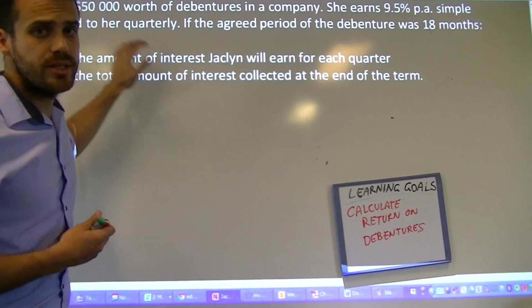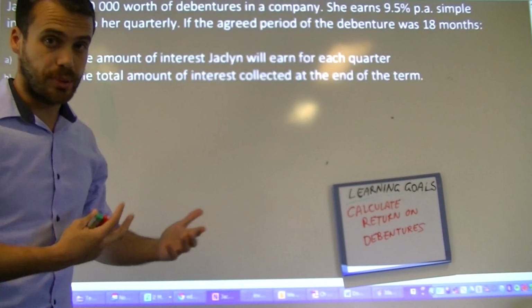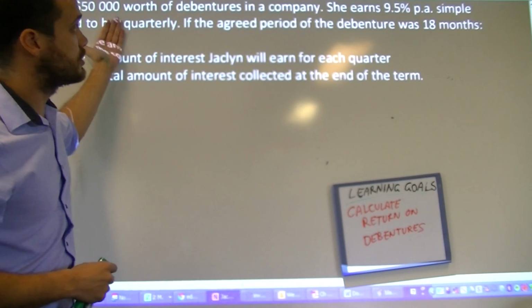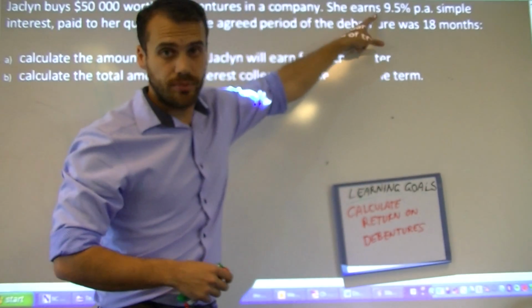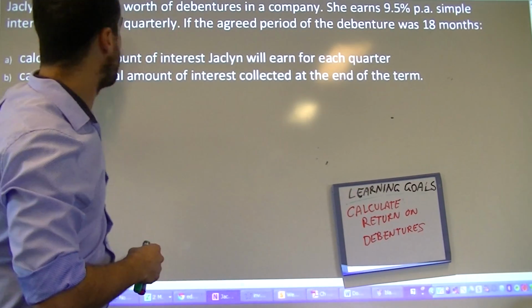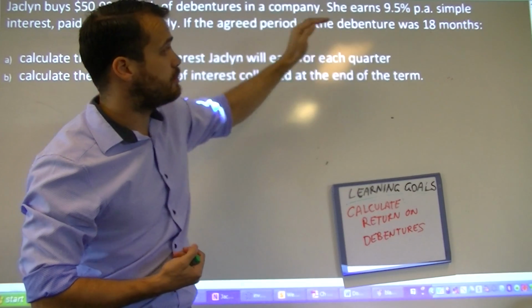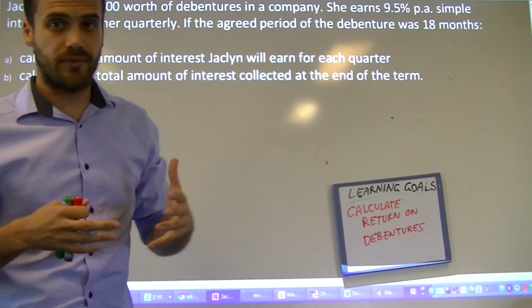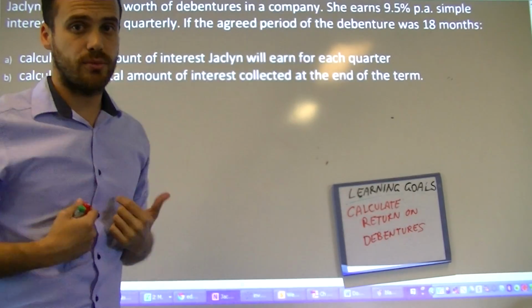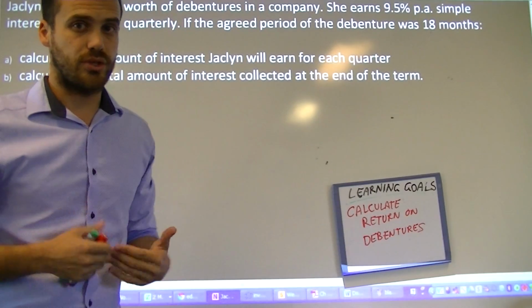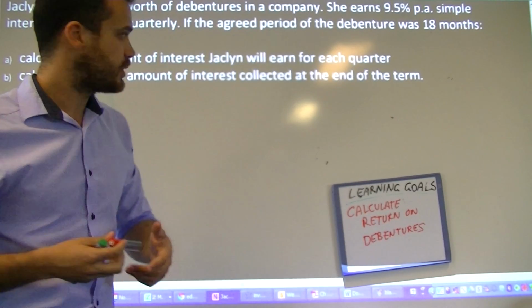Okay, so this means that you're lending a company, that's what a debenture is, you're lending them $50,000. They're paying you interest of 9.5% per annum, and they're paying it to you quarterly. If the agreed period of the debenture was 18 months, that means at the end of 18 months, the deal's over, they give you back the money, also any interest that you've gotten over that time.